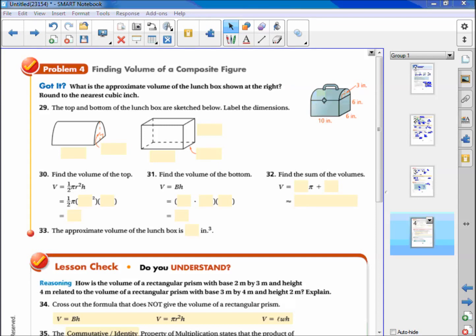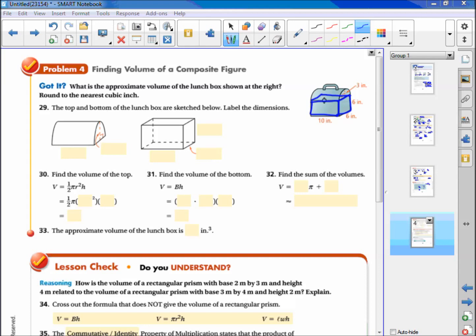Okay, problem number 4, finding the volume of a composite figure. What is the approximate volume of the lunchbox shown at the right? Round to the nearest cubic inch. All right, so this lunchbox is not a standard shape here. What we have instead is a rectangular prism that makes the bottom of the lunchbox, and then we have half of a cylinder sitting on top of that for the lid of the lunchbox.